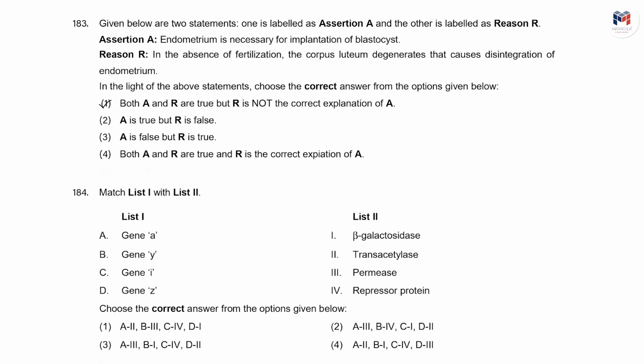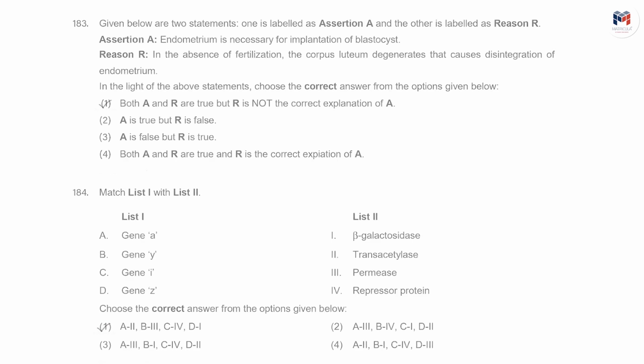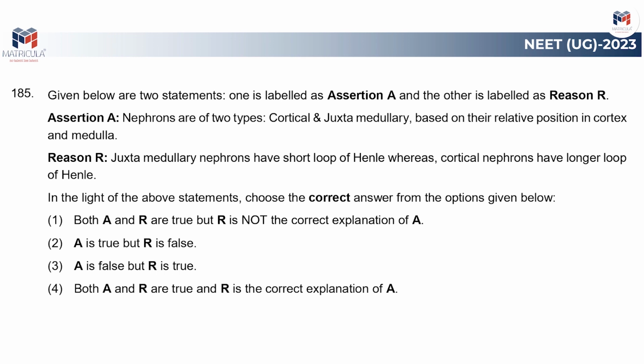Question number 184. Match list 1 with list 2. Choose the correct answer from the options given below. The correct answer is option number 1. A is matched with 2, B is matched with 3, C is matched with 4 and D is matched with 1.